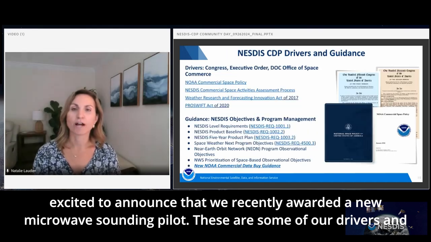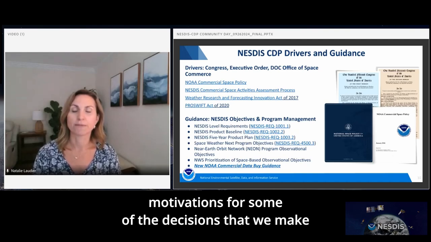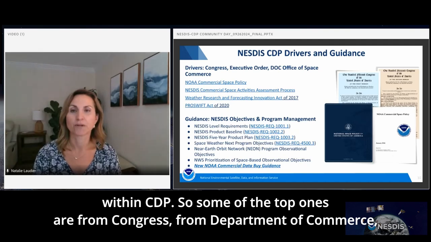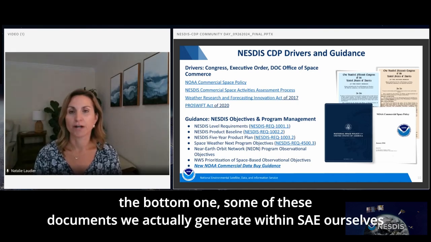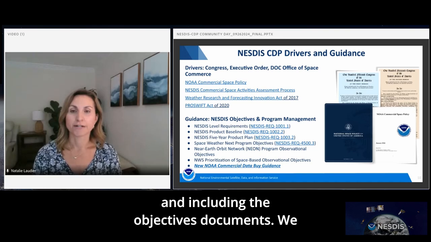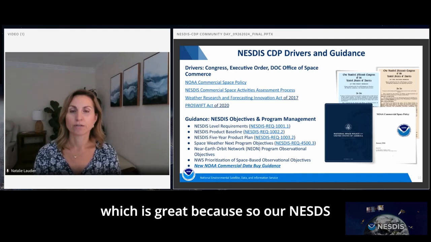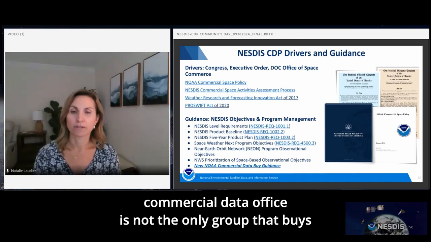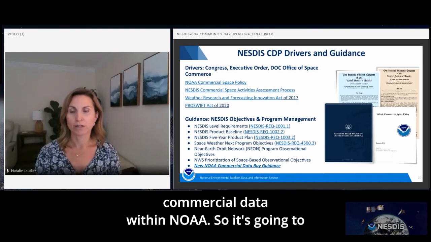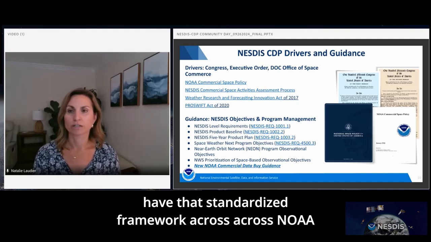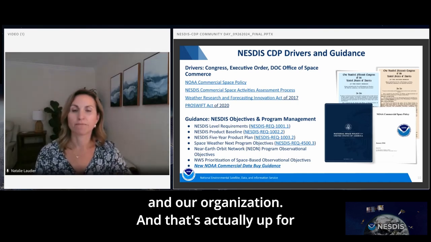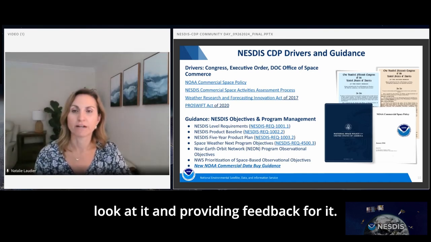These are some of our drivers and motivations for some of the decisions that we make within CDP. So some of the top ones are from Congress, from Department of Commerce. The bottom one, some of these documents we actually generate within SAE ourselves, including the objectives documents. We also have a new NOAA commercial data buy guidance, which is great because our NESDIS Commercial Data Office is not the only group that buys commercial data within NOAA. So it's good to have that standardized framework across NOAA and our organization. And that's actually up for public comment if you're interested in taking a look at it and providing feedback for it.